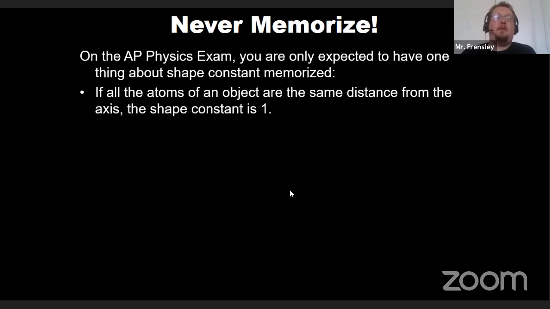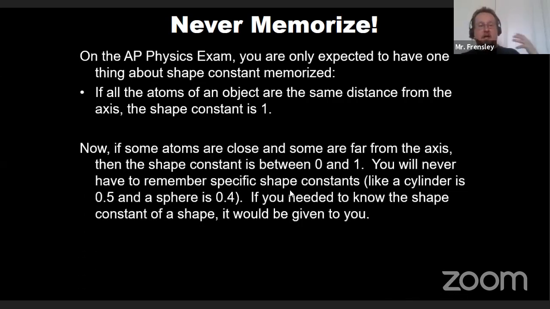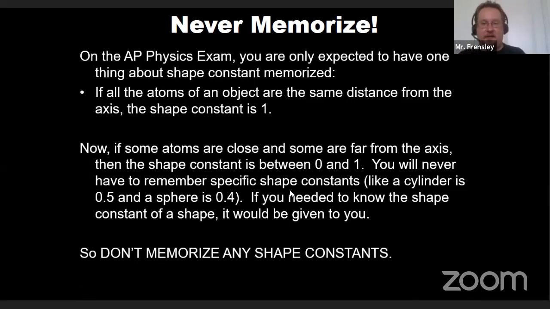The only shape constant you absolutely have to know is that if all the atoms are the same distance from the center, like a ring, then the shape constant is 1. That's the only shape constant you have to memorize. Other shape constants like 1/2 for a disk and 1/4 for a sphere, you would be given them if you needed them. And if you didn't need them, you wouldn't be given them, right? Okay, it's pretty simple like that, right? So just don't memorize any of the shape constants.